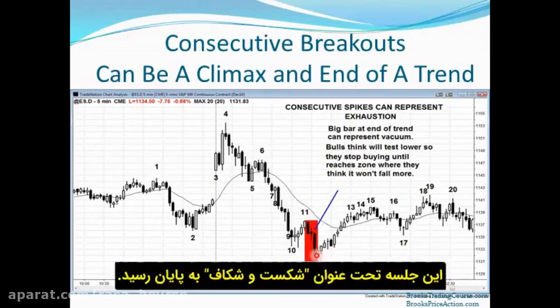That is the end of the module on breakouts and gaps.